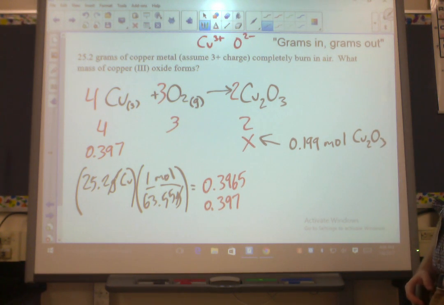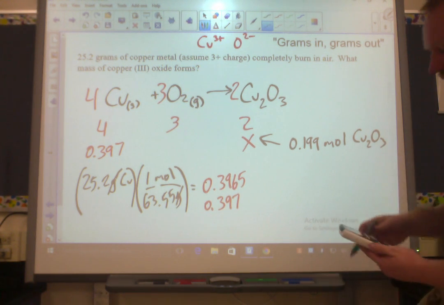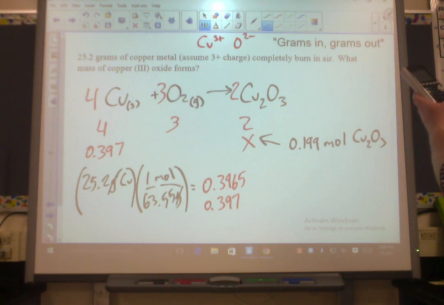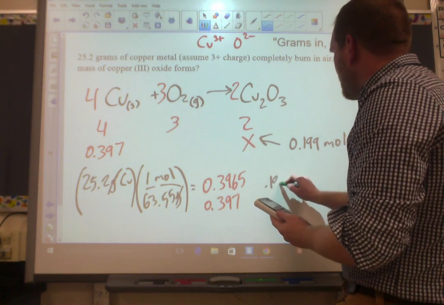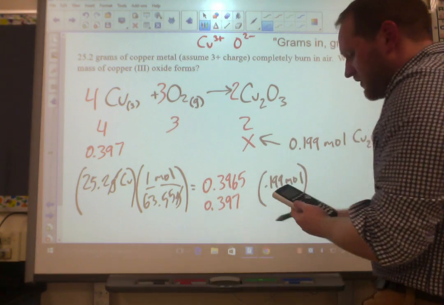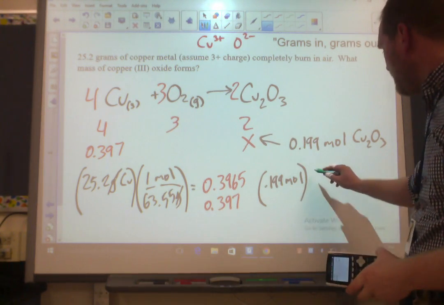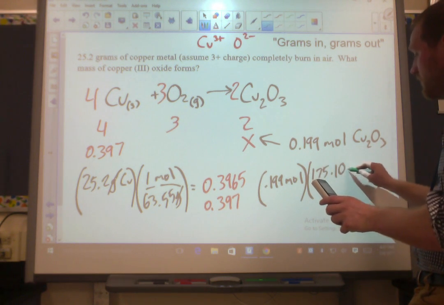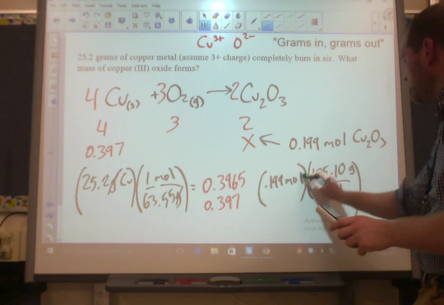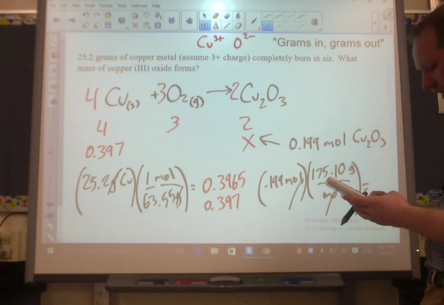Okay? But we're not looking for moles, we're looking for mass. So we got to do one last step. I got to convert this into grams. So let me look at my periodic table. I'm going to go 2 coppers, so that's 63.55 times 2, plus 3 oxygens. Remember, we treat oxygen like 16, so 16 times 3 is 48. I'm just going to add 48 to that. And let me set this up here. So it's 0.199 moles. Now my calculator tells me the molar mass is 175.1, and that's grams per mole. So I'm going to say 175.10 grams per mole. Mole cancels mole. And let's see what we get.